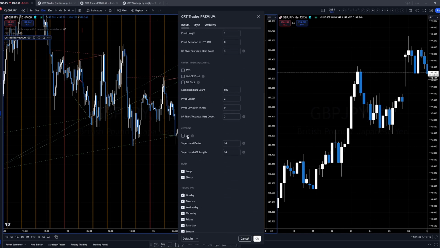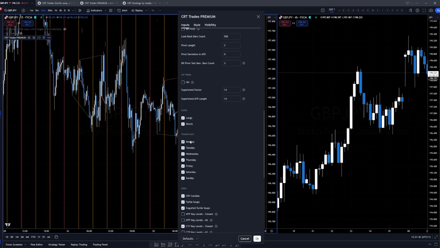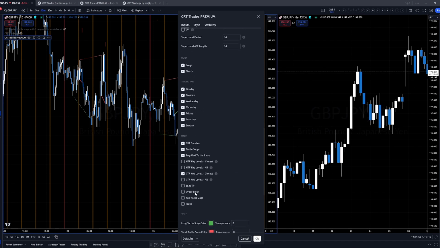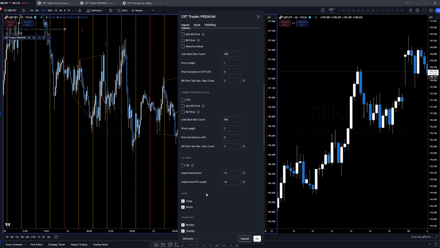Okay, CRT trend I explained, and in the premium indicator you can also filter trades by trading days, and I explained this in the free indicator. So in the premium indicator, you can show also the key levels, which is one of the most important things when looking for CRT trades.